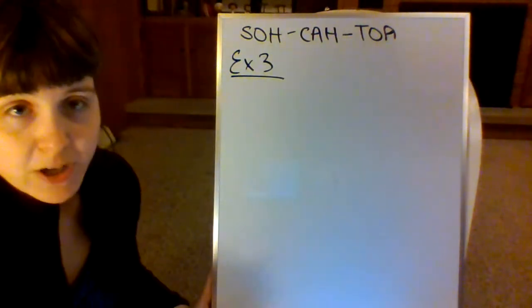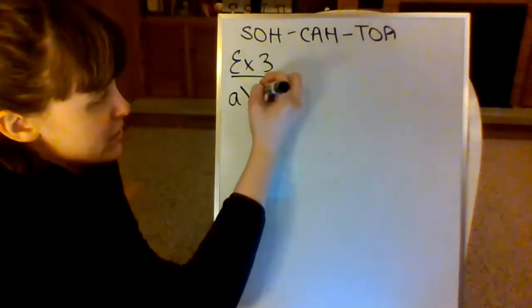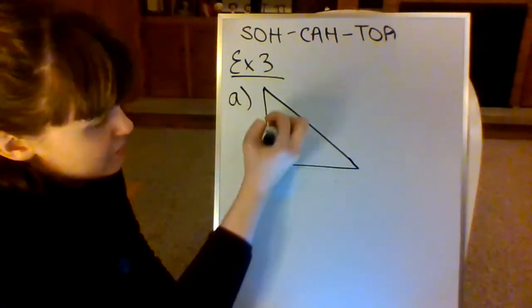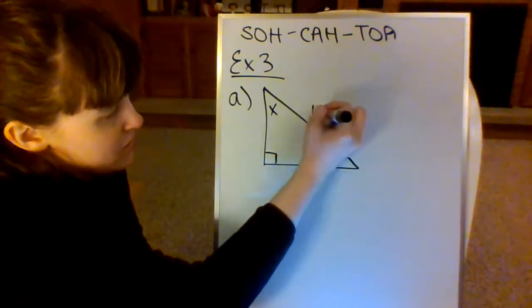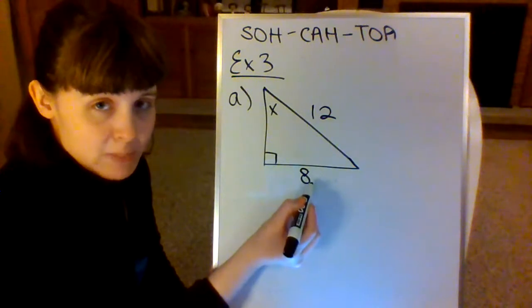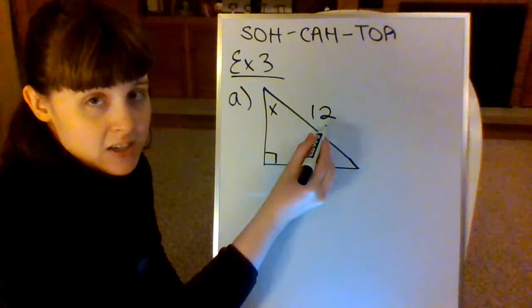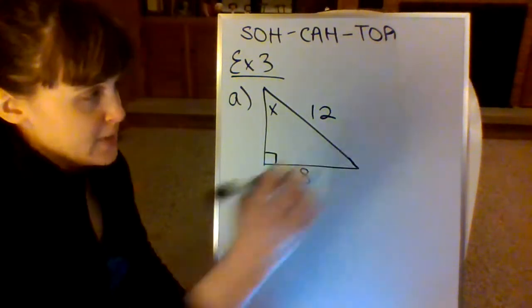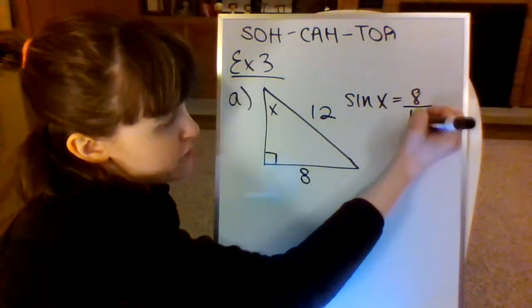Okay, so like I said, we're going to find missing angles now. So example 3, part A, the triangle looks like this. We have x, 8, and 12. So if x is our angle, straight out from that is the opposite side, and across from the 90 is the hypotenuse. Okay, so we have opposite and hypotenuse. That's going to be sine. So sine x equals 8 over 12.